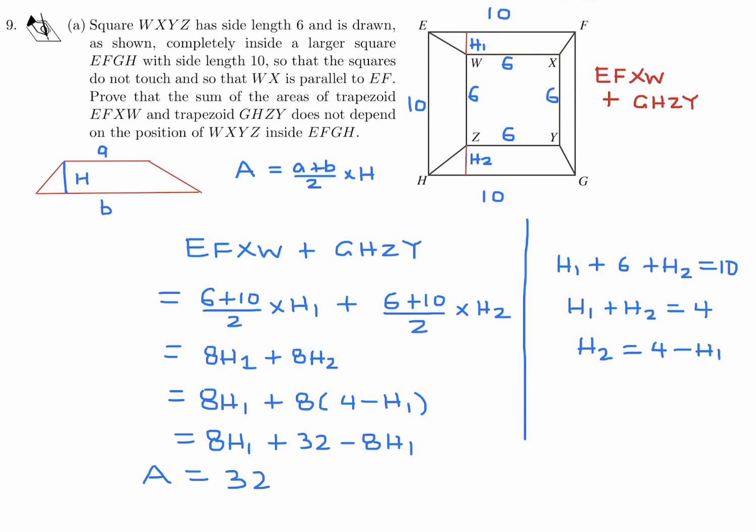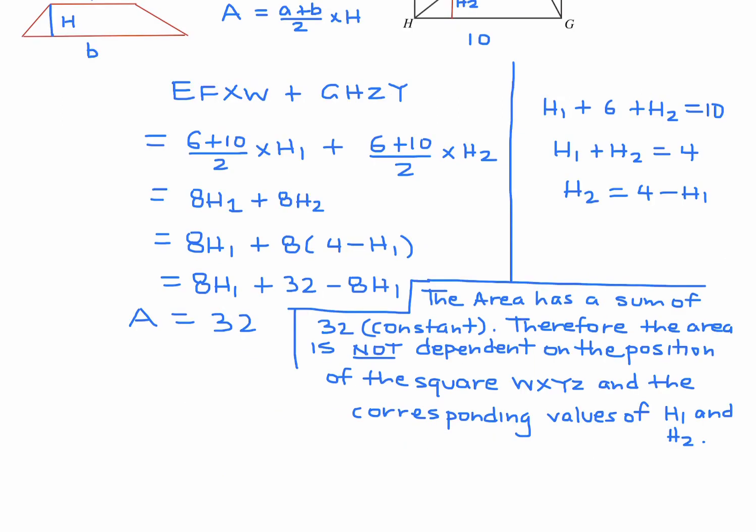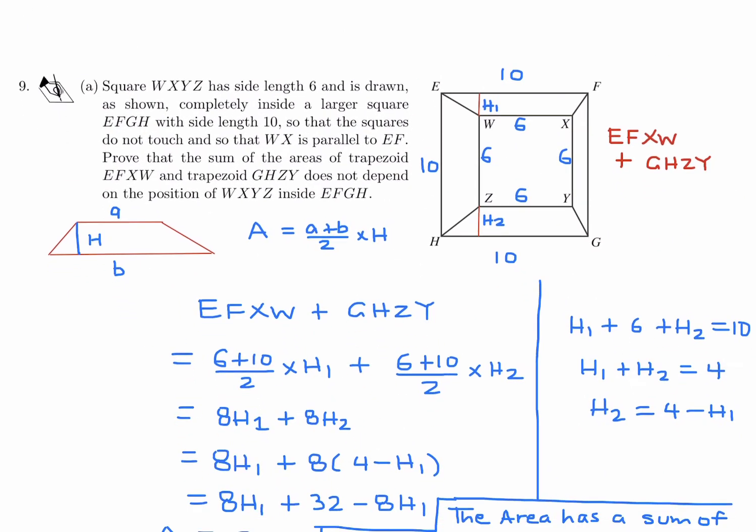So what you can do is just write one little sentence to explain that. So something like this should be sufficient. The area has a sum of 32. It's a constant sum. Therefore, the area is not dependent on the position of the square WXYZ and the corresponding values of H1 and H2. That should be good enough for number 9A.